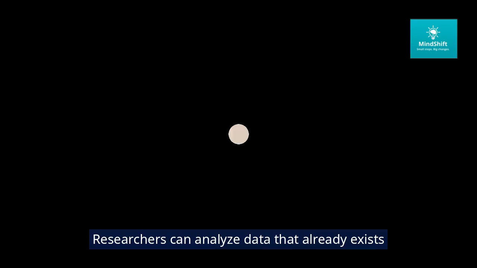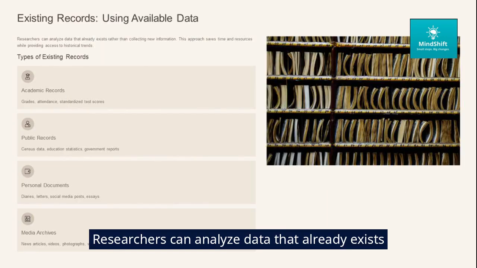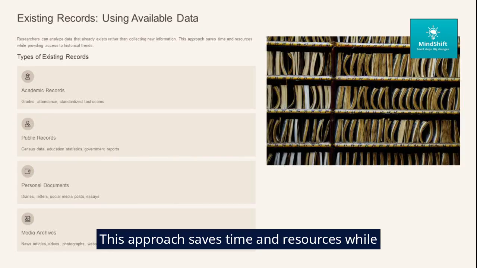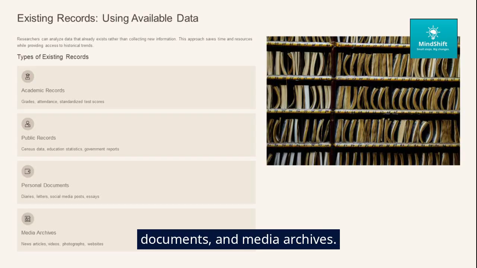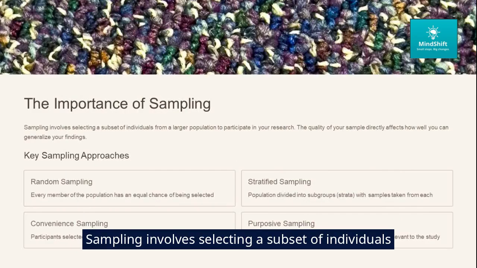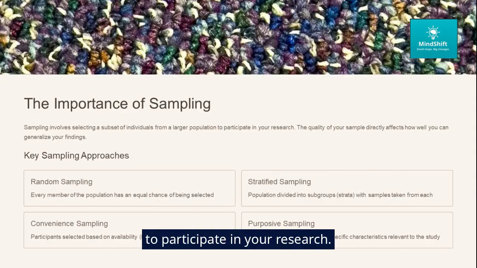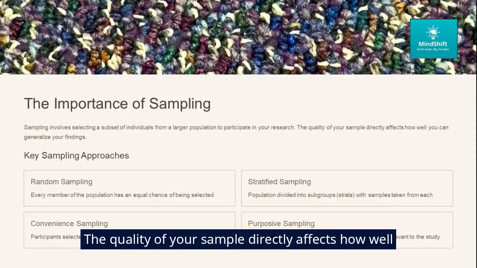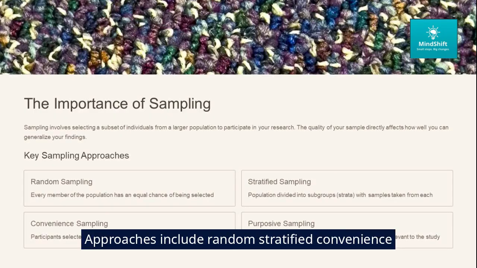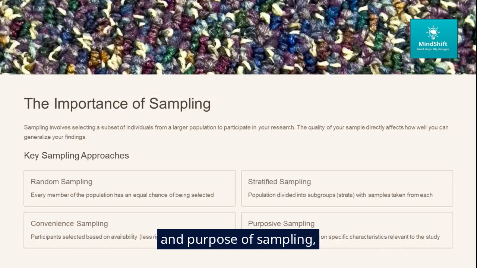Researchers can analyze data that already exists rather than collecting new information. This approach saves time and resources while providing access to historical records, including academic, public, personal documents, and media archives. Sampling involves selecting a subset of individuals from a larger population to participate in your research. The quality of your sample directly affects how well you can generalize your findings. Approaches include random, stratified, convenience, and purposive sampling, each with its own strengths.